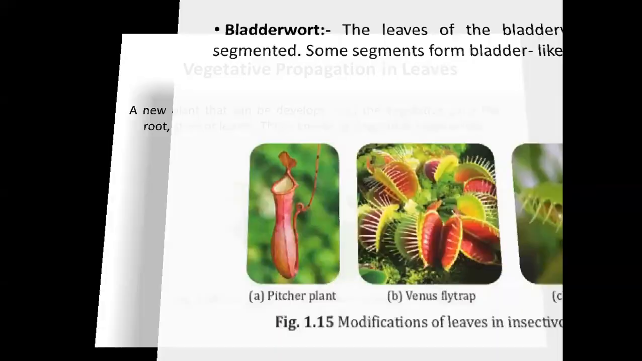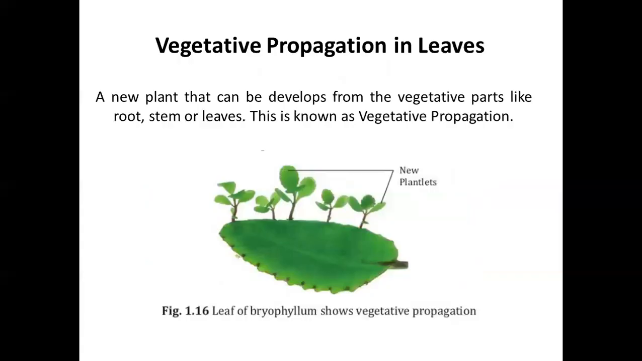Next is the last topic or learning objective of the chapter, vegetative propagation. That means vegetative propagation in leaves. In some plants we can see a new plant can be developed from the vegetative parts, and the vegetative parts are root, stem, or leaves, and this is known as vegetative propagation. And some plants are such as bryophyllum and begonia.